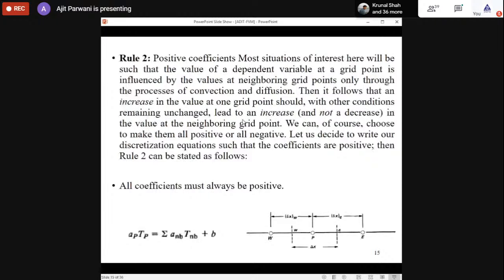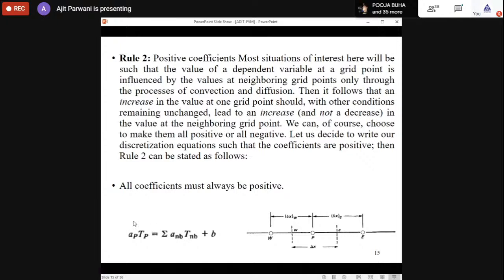The second rule is positive coefficients. As I discussed, for the finite volume method the equation comes like this, and the coefficients are AP, AE, AW, AN, AS. According to the second rule, the coefficients should be positive. I mean, the coefficients should have the same sign: either positive or negative. So why this rule?